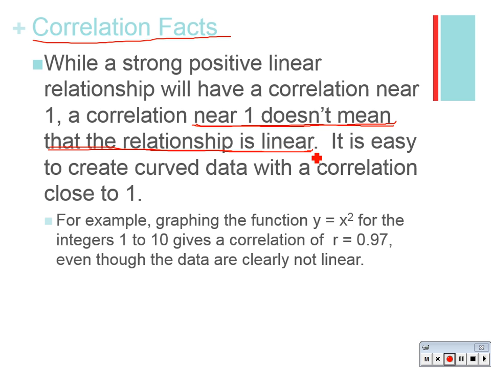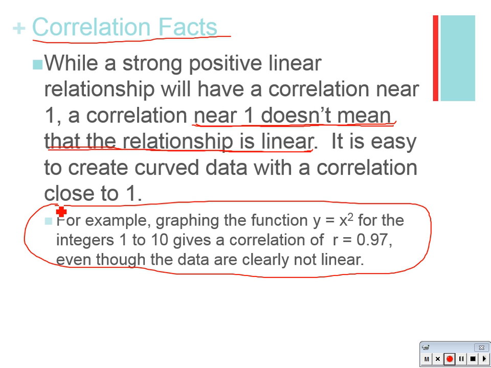I'm giving you this example down here: if you were to create a table of values for the equation y equals x squared, put some values in L1 for x and the corresponding y values in L2, and compute the correlation, you would get an R value of 0.97. So you get a correlation value very close to 1, even though the relationship is not linear. The key thing to remember is that correlation, for the purposes of scatter plots, only applies to graphs that are linear.